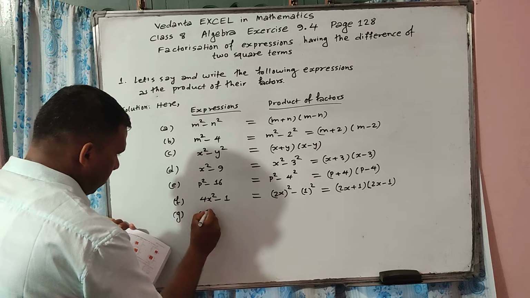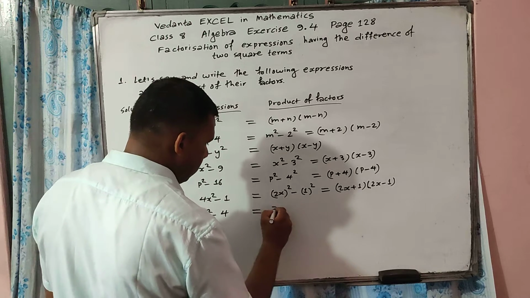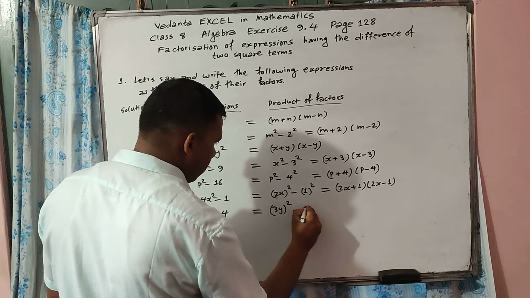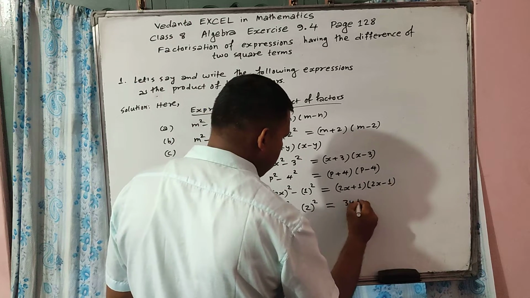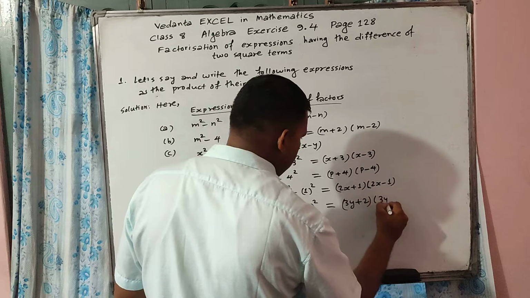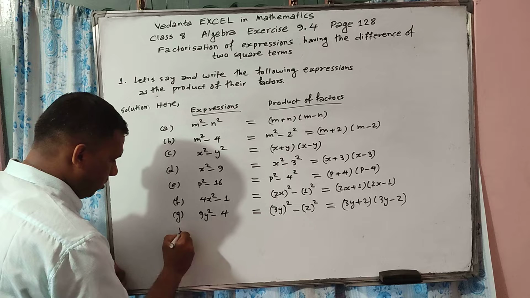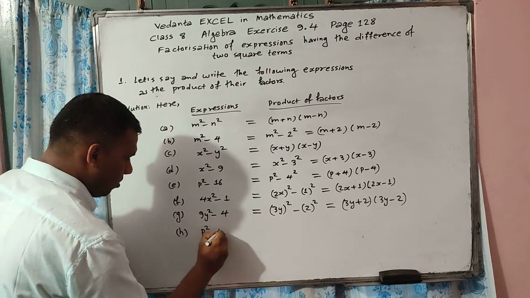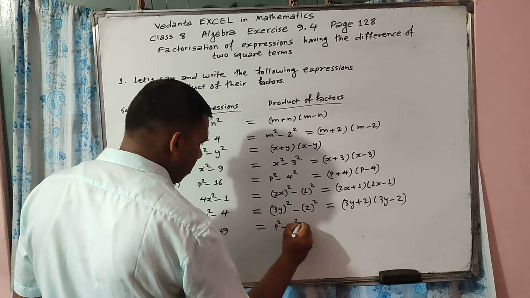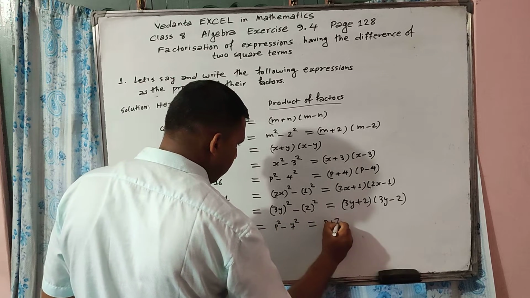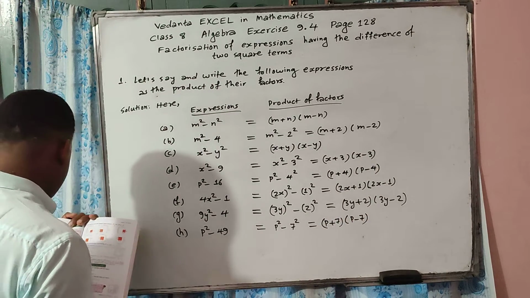Next, G, 9y square minus 4 is equal to 3y whole square minus 2 whole square. That is 3y plus 2, 3y minus 2. Next, on H, p square minus 49. This is equal to p square minus 7 square. P plus 7, p minus 7.